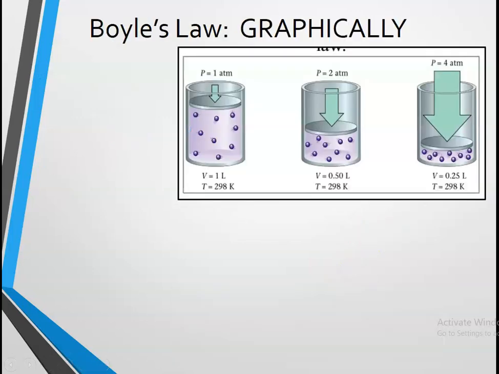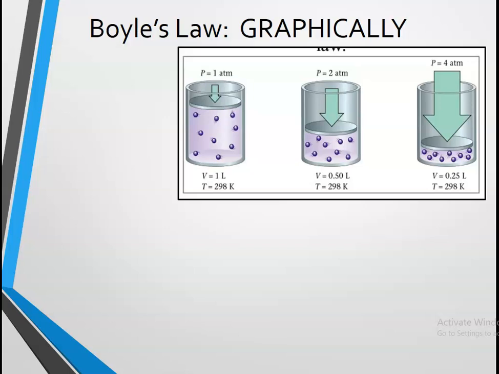Now, if you look at this illustration here, notice you have a container with a given amount of gas particles in there. Remember, the collisions of gas particles is what generates the pressure. Notice here that the temperature is 298 Kelvin in each picture. And this is what we call a movable piston, so it's able to compress or expand. Notice the pressure is 1 atmosphere, the volume is 1 liter. Notice here the pressure is doubled and the volume is 0.5.